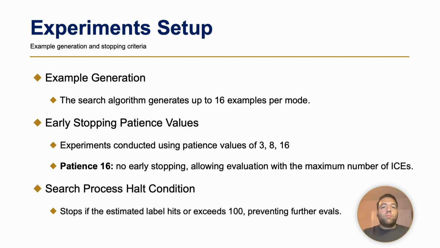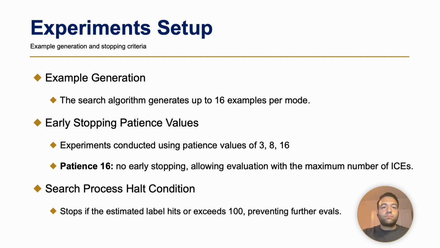The search algorithm of our proposed methodology generates up to 16 candidates. For each mode, we ran experiments using 3 different early stopping patience values, 3, 8, and 16, to determine the maximum number of in-context examples generated. We included patience 16, which means no early stopping, to see how the model performs when using the maximum number of in-context examples. Also, the search process stops if the estimated quality score hits or exceeds 100, which prevents any further evaluations.